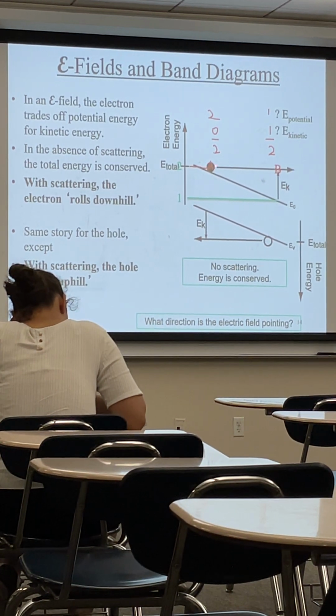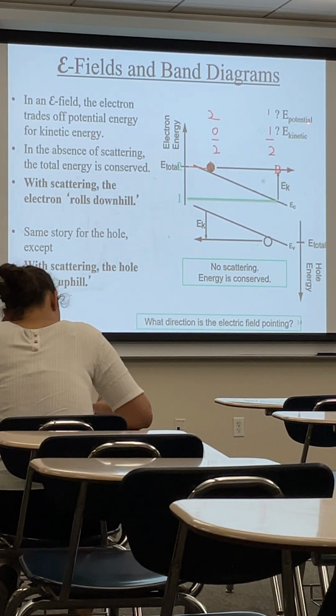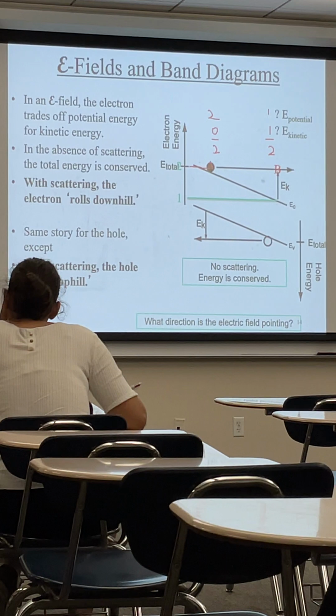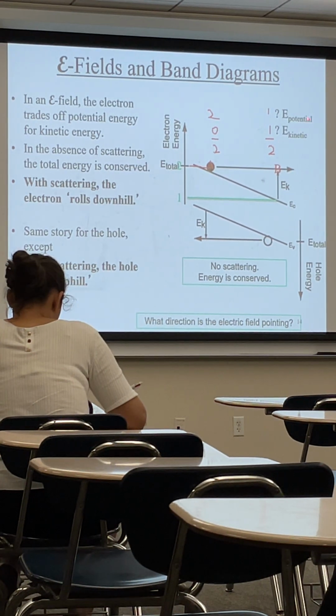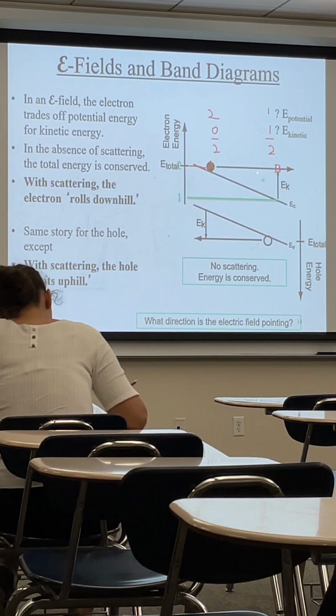Because the electron will move along this direction, move to the right, if we have an electric field pointing to the left. Electron will always move against the electric field, right? In the absence of scattering, the total energy is conserved. The total energy is potential energy plus kinetic energy. For A and B, they have the same total energy. And with scattering, the electron rolls down. If there's scattering, then this total energy can be reduced, so the electron rolls down this way.